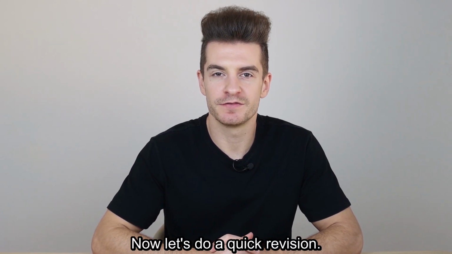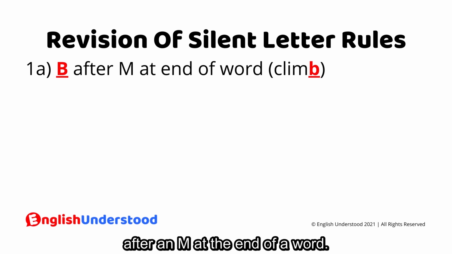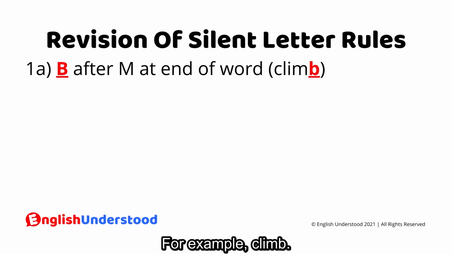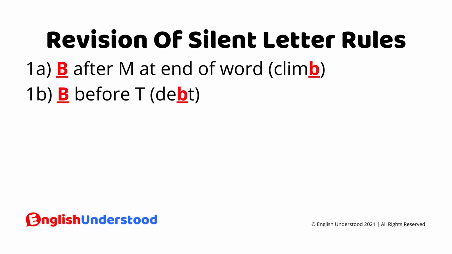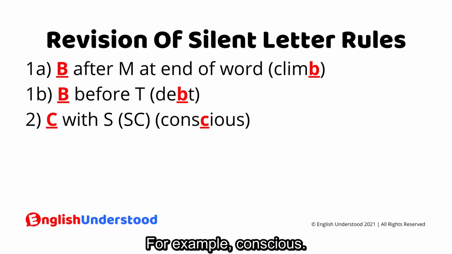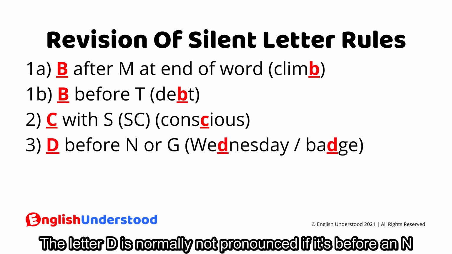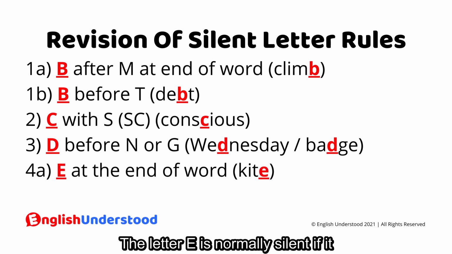Now let's do a quick revision. The letter B is normally not pronounced after an M at the end of a word. For example, climb. It's also normally not pronounced before the letter T. For example, debt. The letter C is normally not pronounced if it's with the letter S. For example, conscious. The letter D is normally not pronounced if it's before an N or a G. For example, Wednesday, badge.